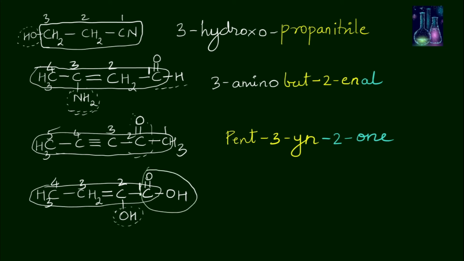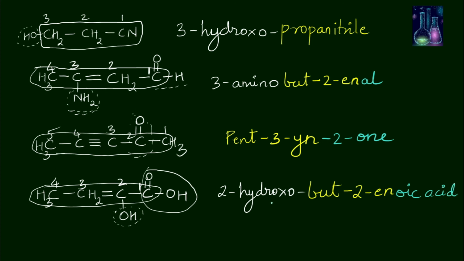So this is your first carbon. Now the name of the molecule is 2-hydroxy-but. Here you have a carbon-carbon double bond between the second and third carbon. So but-2-ene, but the E is replaced by oic acid. Oic acid. And this is the name of the molecule, 2-hydroxy-but-2-enoic acid. I hope you understood how to apply the rules.